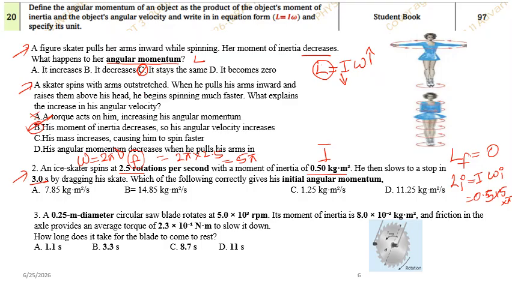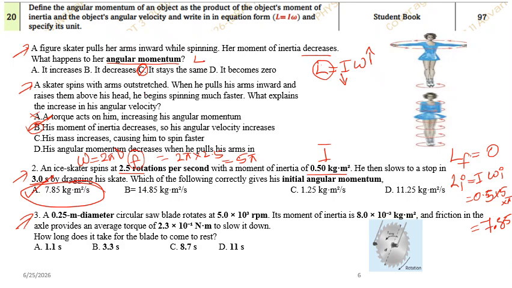Let me put the values in the calculator. 0.5 into 5 into 3.14, it will be 7.85. So the value is 7.85 kilogram meter square per second. So the first option will be the correct answer. Okay, now let us look at the next question.